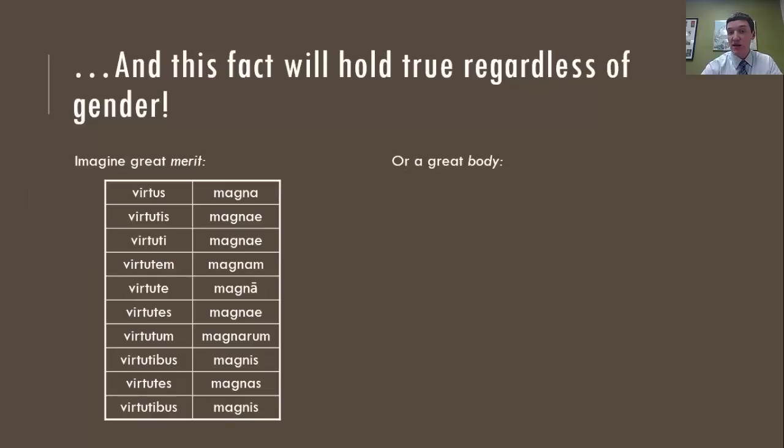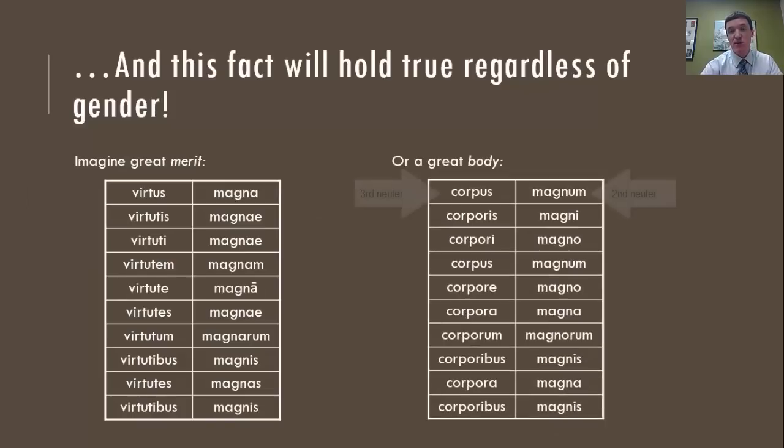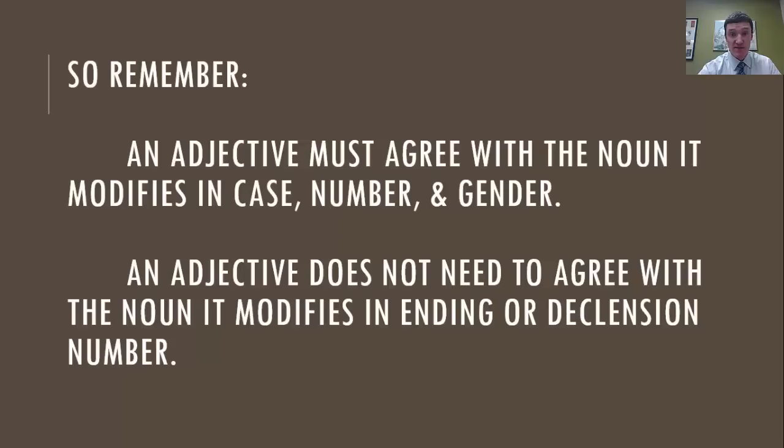If I had a neuter noun like corpus, right? Corpus corporis means body. I pair that with magnus, right? Magnum is the neuter. So again, we're taking third declension endings and pairing with an adjective that's either first declension or second declension. And that is okay. It's perfectly okay. If they agree the three ways they need to, say it with me. Case, number, gender, right? Not an ending. Case, number, gender. If they agree in those three ways, you're good.